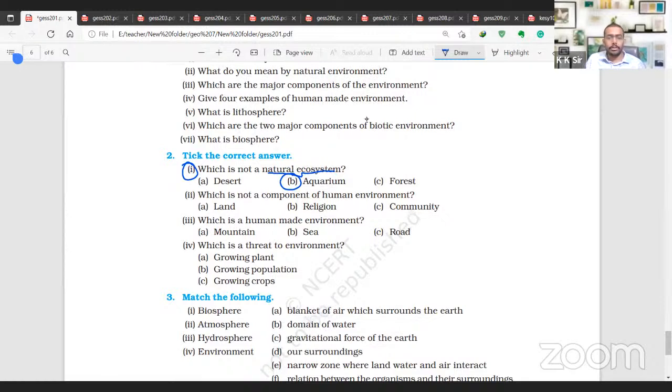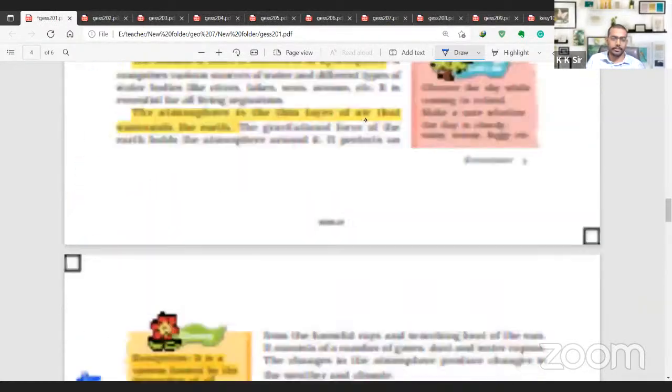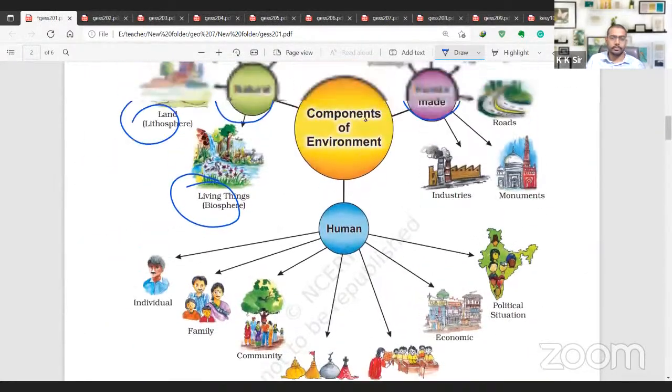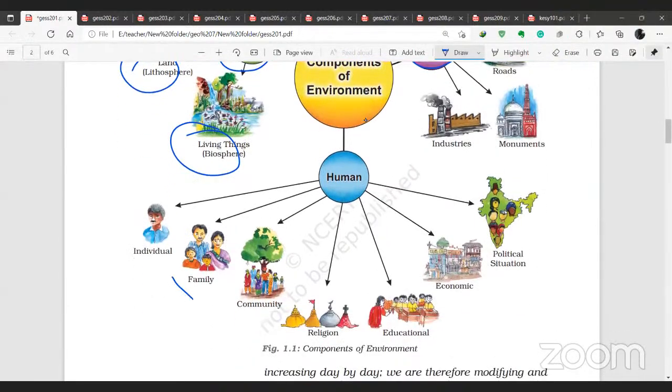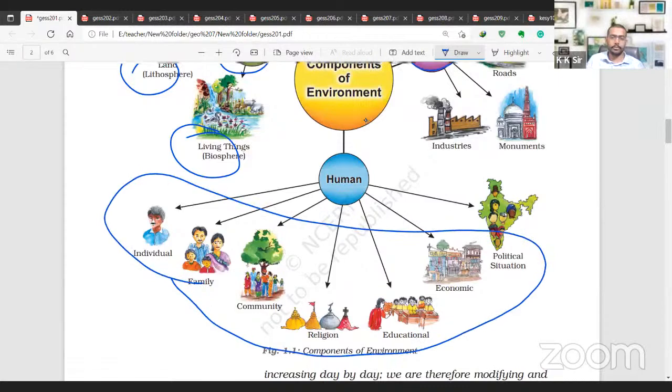Which is not a component of human environment? Land. Land is not a component of human environment. Human environment में क्या क्या दिया है इधर? Human environment में family, community, religion, education, political situation is human environment.